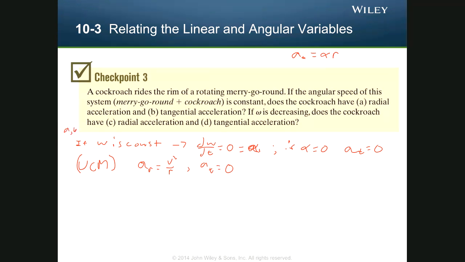Now for C and D, we want to see, well, now omega is decreasing, so that means that d omega/dt is going to equal alpha. Alpha will be slowing down, right? But alpha will not be 0. So what does that mean? How does that change things?